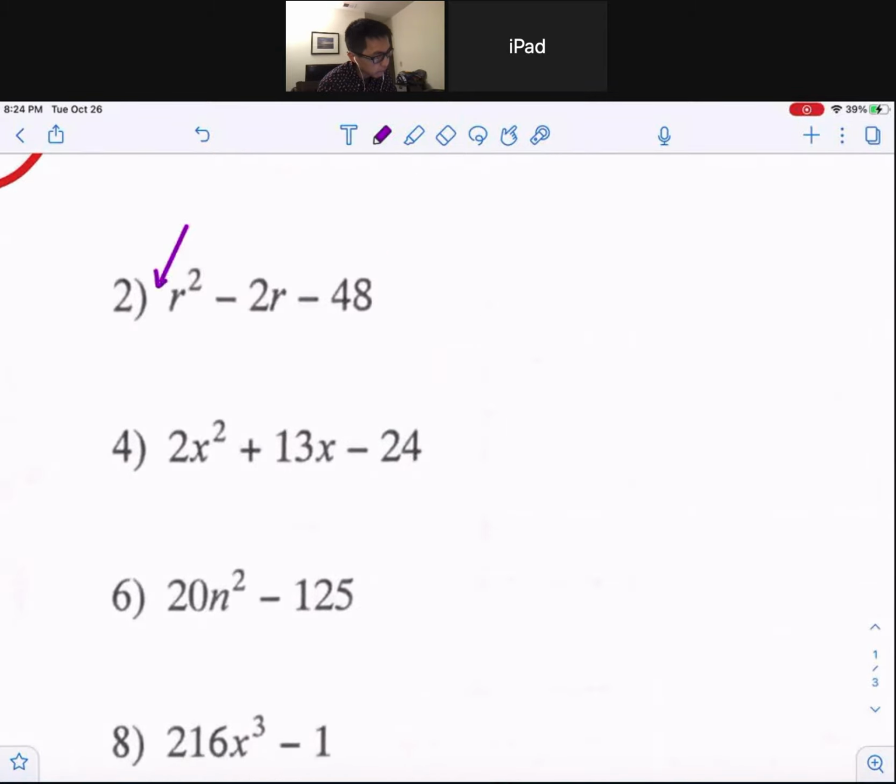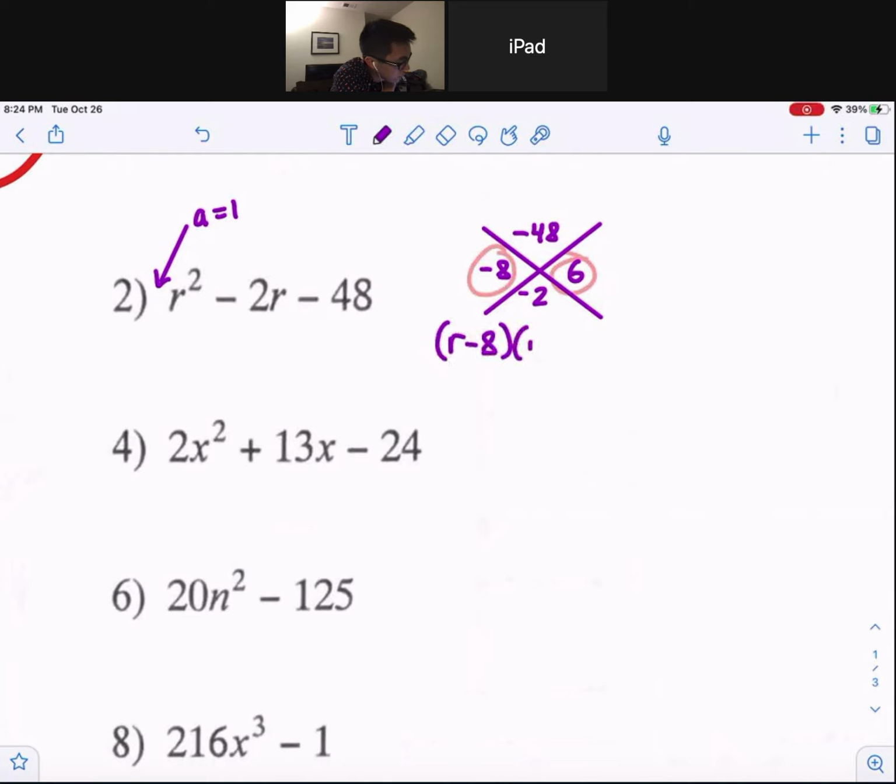Number 2. Again, a is equal to 1, so this is another factoring using your x method. So negative 48 up top, negative 2 on the bottom. Two things that multiply to negative 48 but add to negative 2: that's negative 8 and positive 6. Since a is equal to 1, you just use your two side numbers as your factors. R minus 8 is one factor, R plus 6 is the other one.